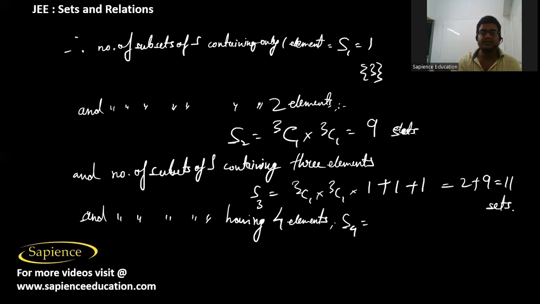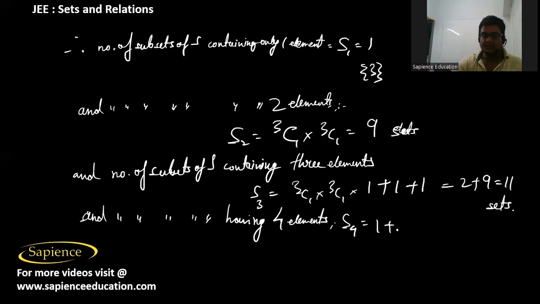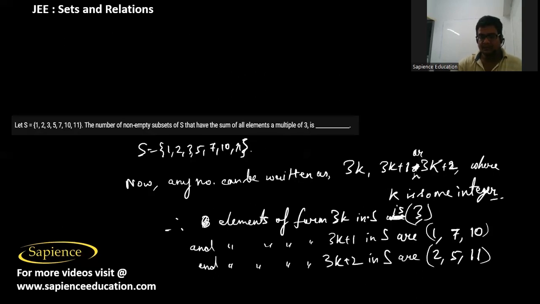The number of subsets of S containing 3 elements. The number of subsets of S having 4 elements. We have to choose 4 elements. So it means we have to choose all 3 elements from this and 1 from this, and all 3 elements from this and 1 from this. So that is one way and one way. And we can also choose 2 from here and 2 from here.